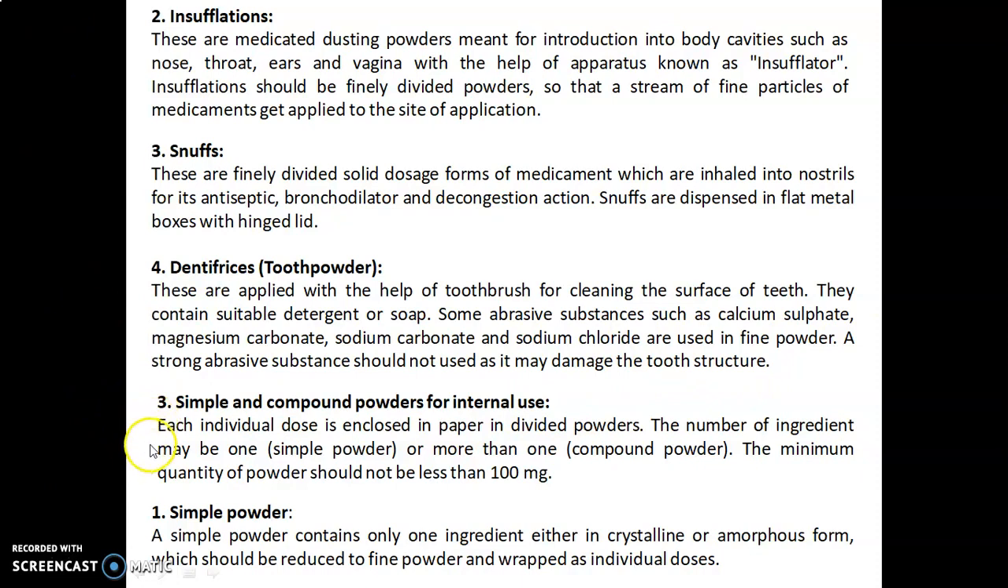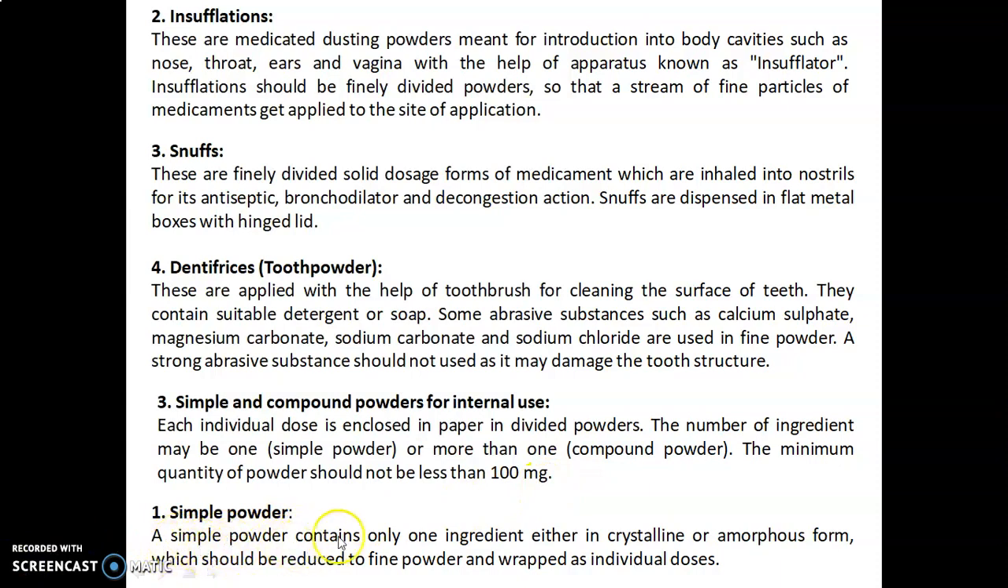Then next, third class, that is the simple and compound powder for internal use. This is the main class of the powder. Each individual dose is enclosed in paper. In the divided powders, the number of ingredients may be one, a simple powder, or more than one, that is compound powder. The minimum quantity of powder should not be less than 100 mg.